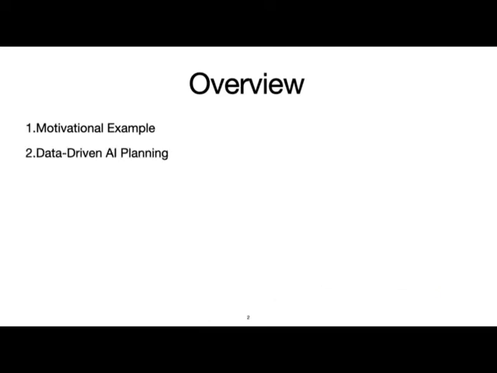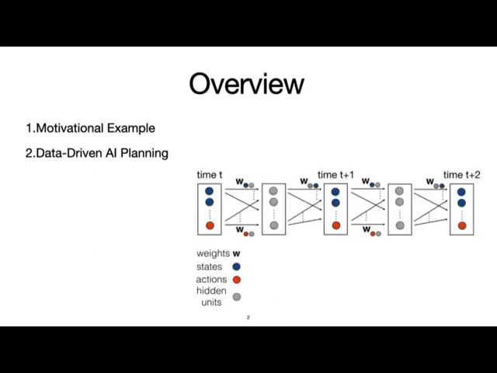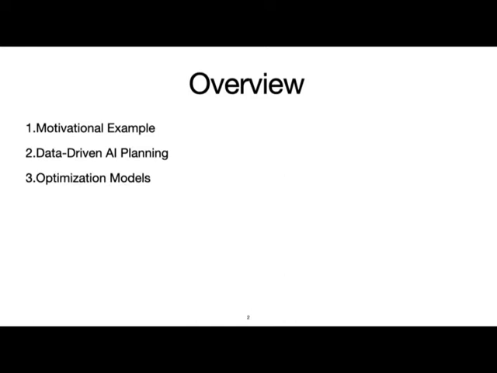In order to be able to plan with these learned BNNs, we're going to build on the existing data-driven AI planning formalism, which compiles the learned BNNs across the fixed planning horizon. In the learned BNNs, let me remind you that the weights and the activation functions are restricted to 1 and -1. Given this formalism, we present new and existing optimization models to plan with these learned neural network models.